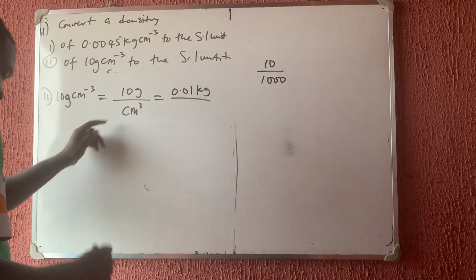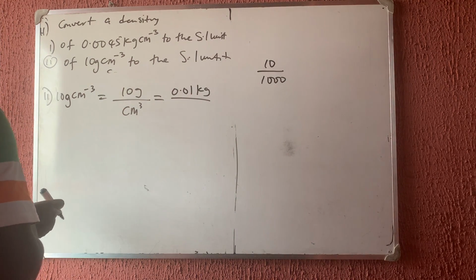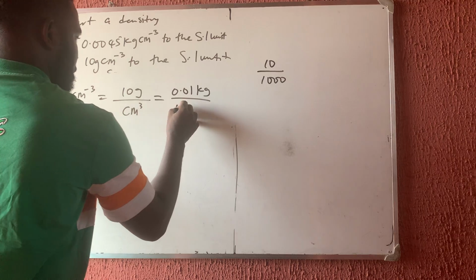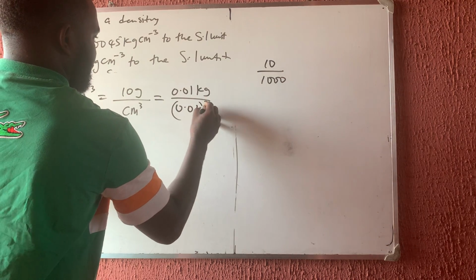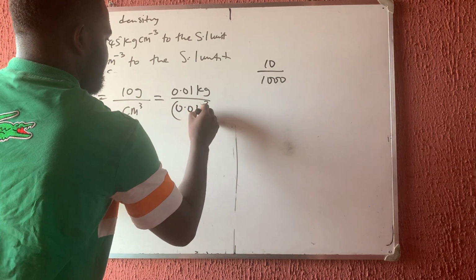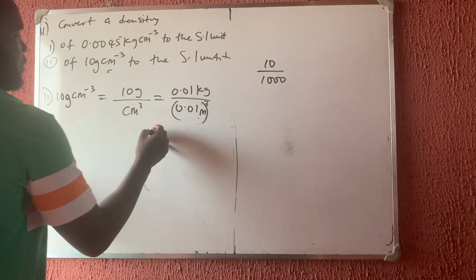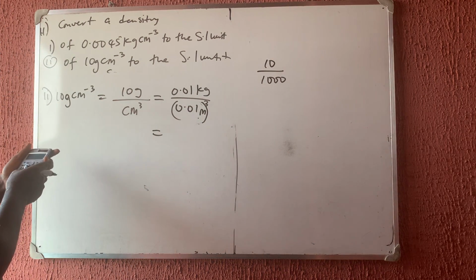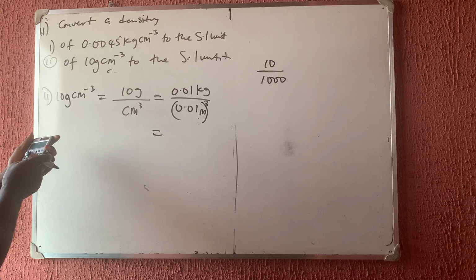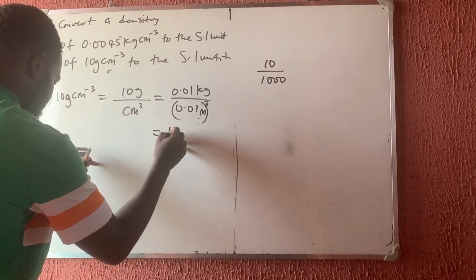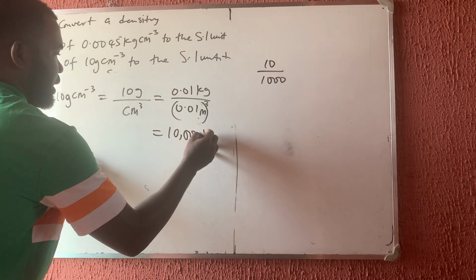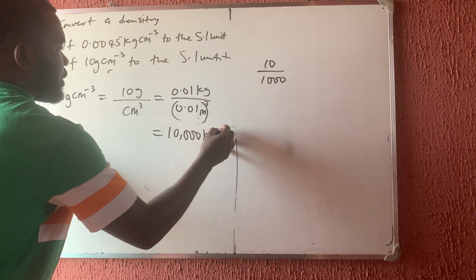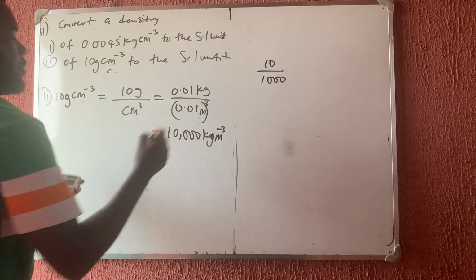We did the same thing here, and it gave us 1 divided by 100, put the meter, then raised to power 3. That is 0.01 meter raised to power 3. Which will give you 0.01 divided by that, and my answer is 10,000 kilogram per meter cube. So that is that.